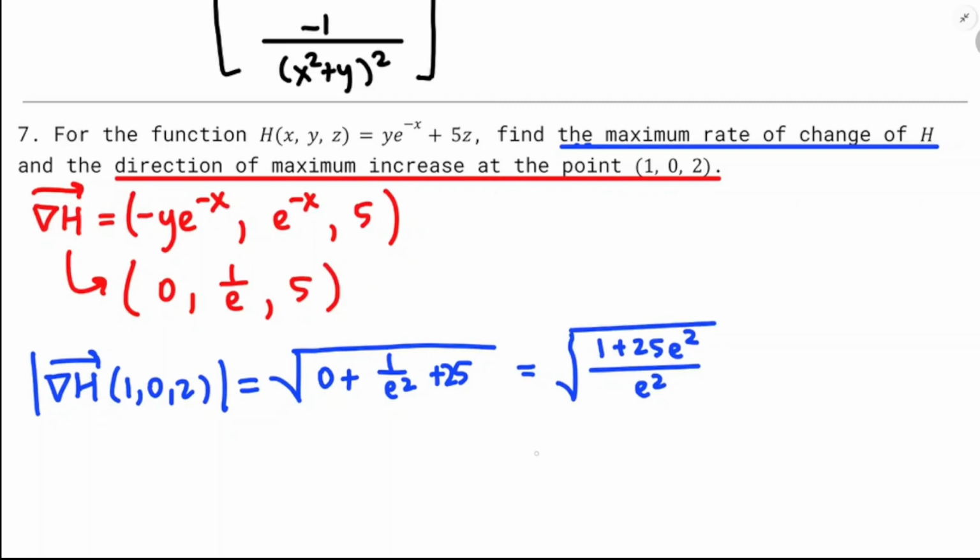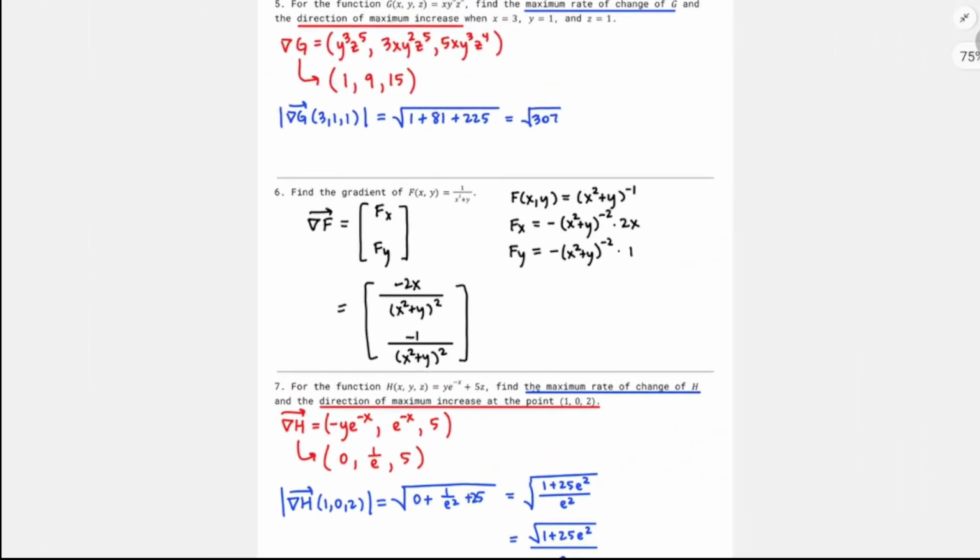And if we wanted to go a little bit farther than that, we could say that's 1 plus 25 e to the 2 divided by 1 power of e. But I don't know that any of these are necessarily more simplified than the other, or definitely not any better than the other. And so that's going to be all for this one.